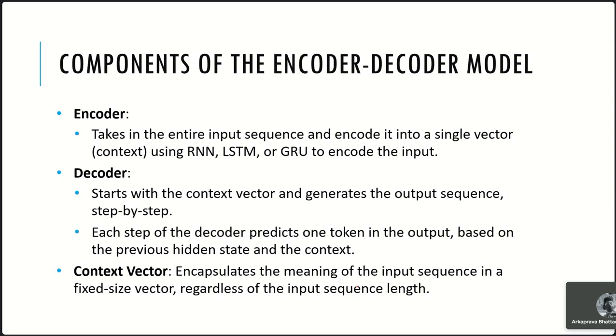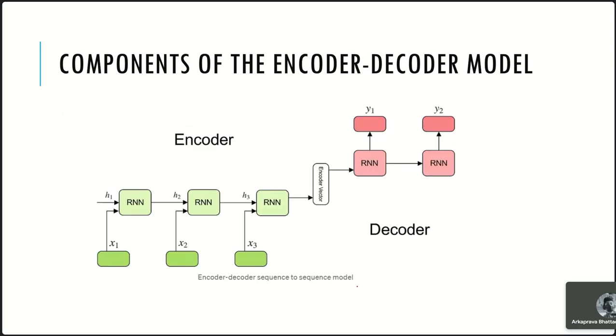Unfortunately, since we are fixing the size of the context vector, there are chances that we will lose some important information from the input, because the input is of variable length, correct? We are trying to embed all that variable length input into a fixed size vector, correct? So there are chances that we will lose some important information. So how will we deal with this fixed size vector?